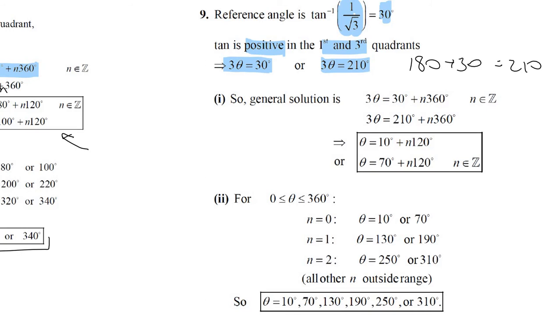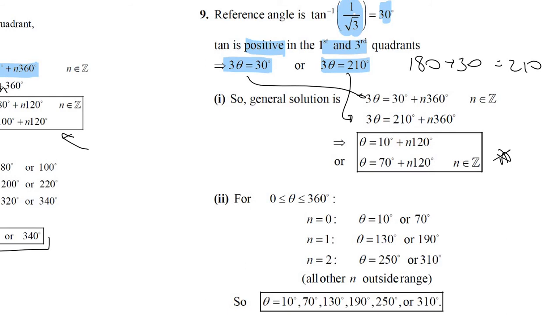So then we work through the general solution. It's going to be 30 plus n times 360, or else 210 plus n times 360. Divide both sides by 3 again, because we're asked to solve for theta, we only want theta. So we divide both sides by 3 and this is what we get.